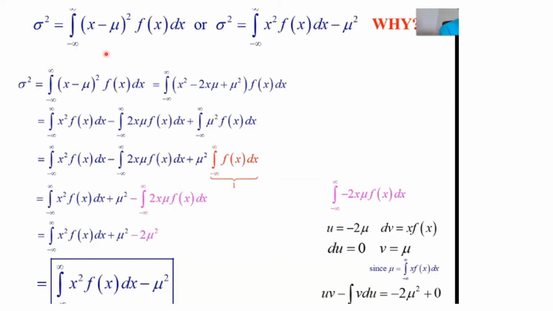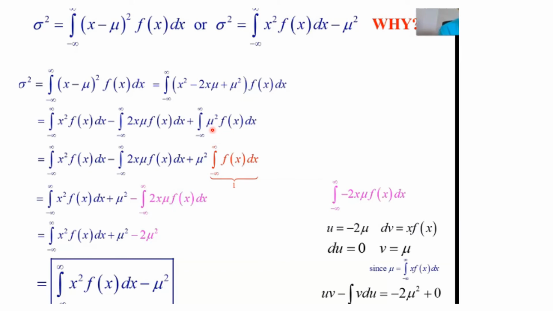Okay, let's just start on this side then. And so here's the definition. But now what I'm going to do is algebra, and so I'm going to square this. So when I FOIL this, I will get x squared minus 2x mu plus mu squared times f of x. And then I'll break this into 3 integrals. So it's going to be this, minus 2x mu f of x dx, and this is going to be mu squared f of x dx.